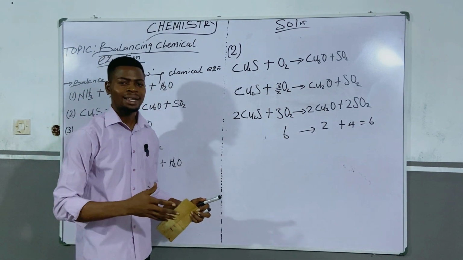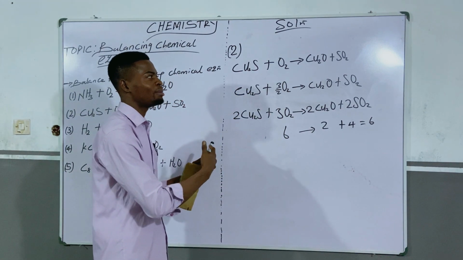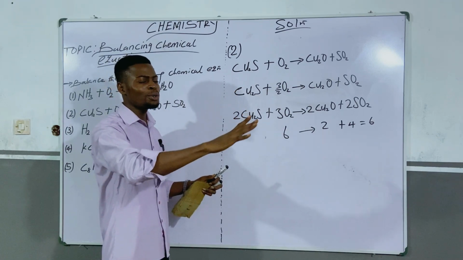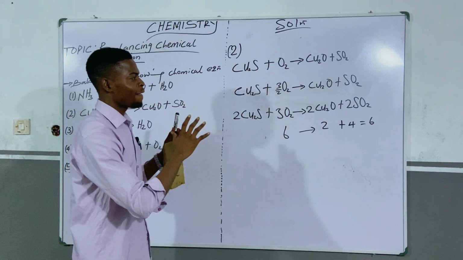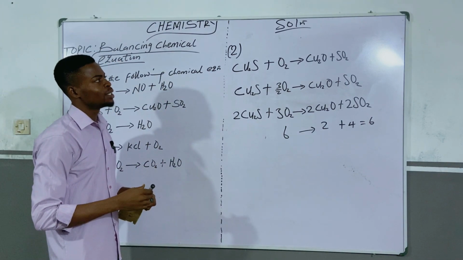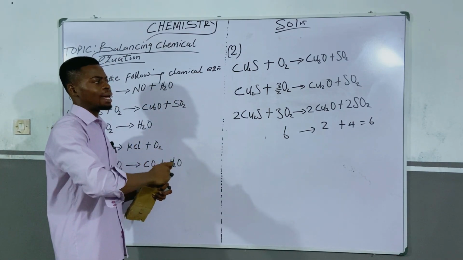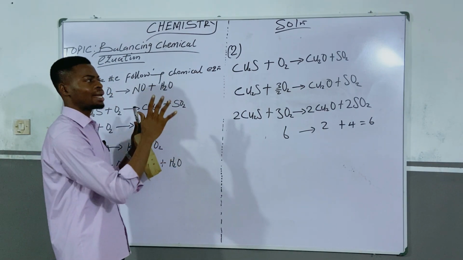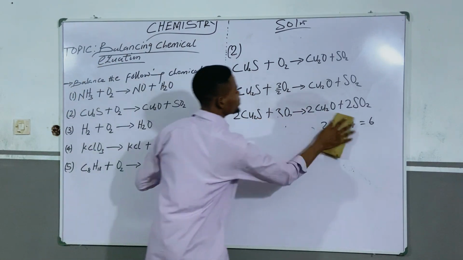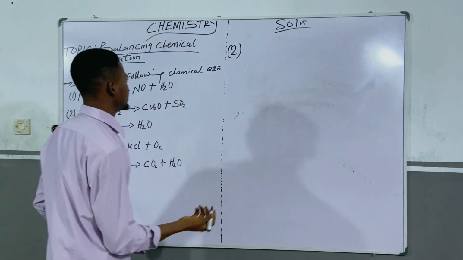So you can see that in this method, you don't have to go back and balance any given element because you have added a coefficient. That is one of the advantages of using this method to balance your chemical equation. You don't need to go back and balance atoms because you added a coefficient. This is straightforward. Okay, let's go to question number 3.